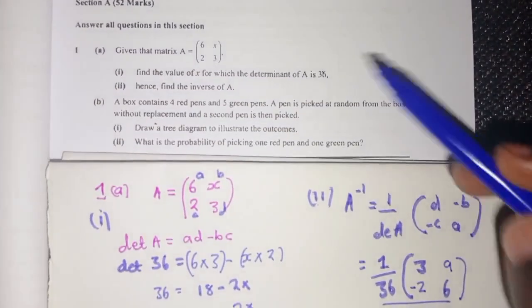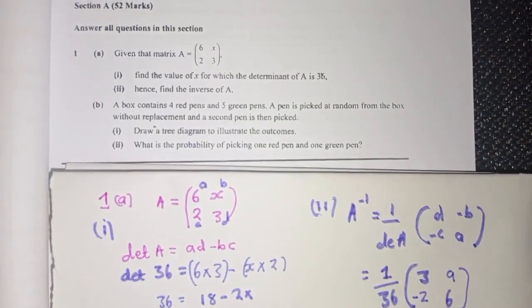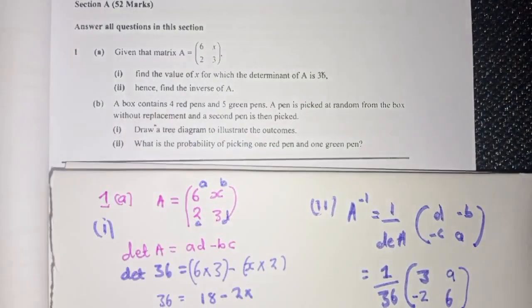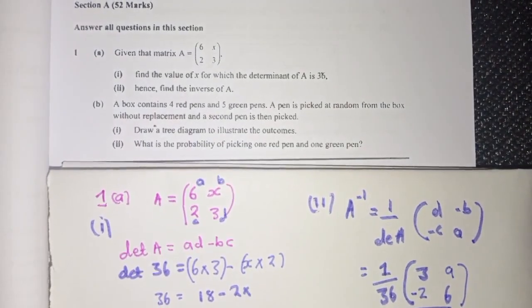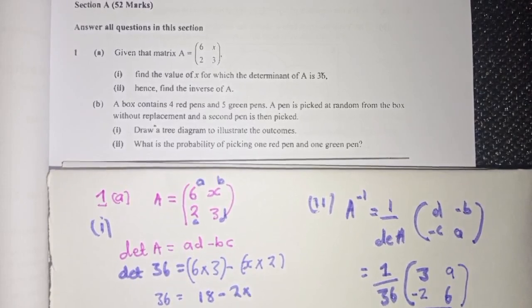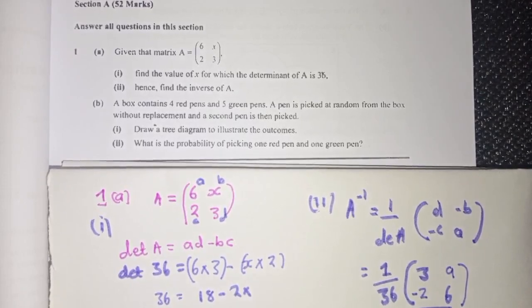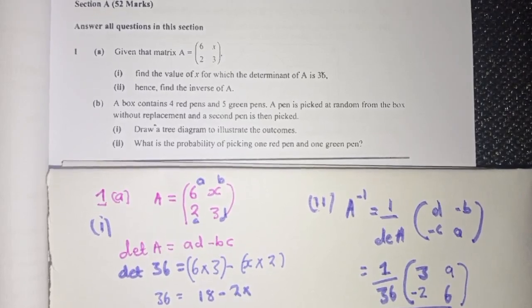So here you'd have answered question A, and then you go to question B. Question B says a box contains 4 red pens, 5 are green. A pen is picked at random from the box without replacement, and the second pen is then picked. Draw a tree diagram.